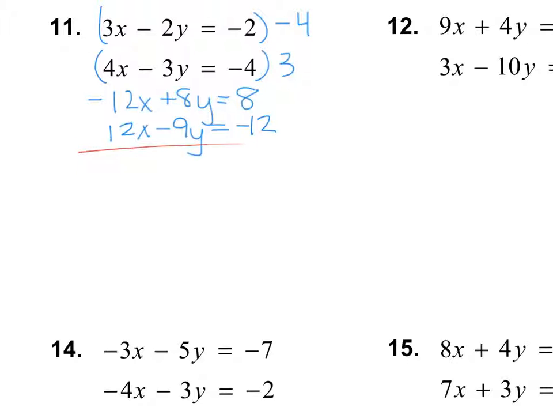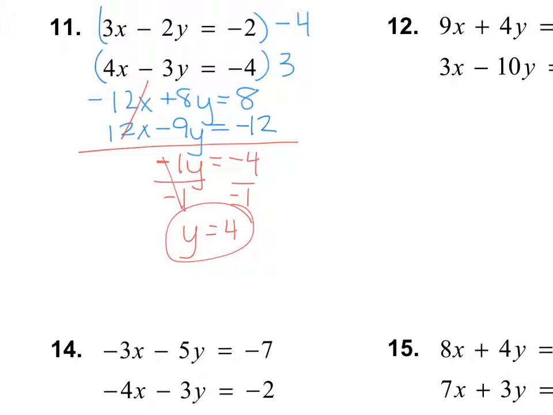Now I have two equations where something can cancel out, and that's the x's. Negative 12x plus 12x is 0, so those cancel out. When I put my other ones together, 8y minus 9y gives me a negative 1y equals 8 minus 12, which is negative 4. One step: we can't have a negative in front of the y. We can divide each side by a negative 1, and I get y equals 4. So I have half of my answer right there.